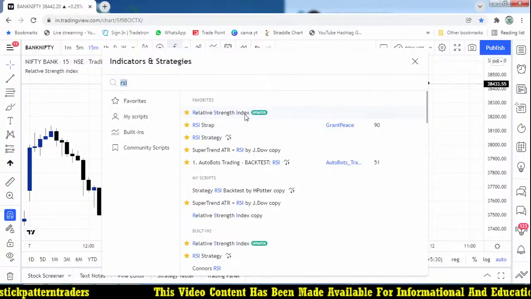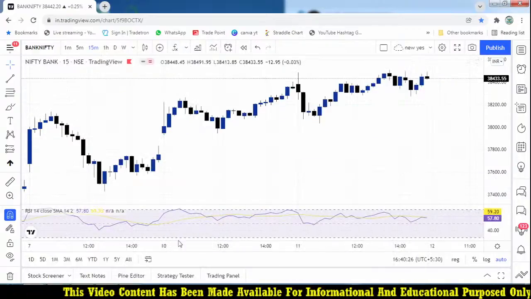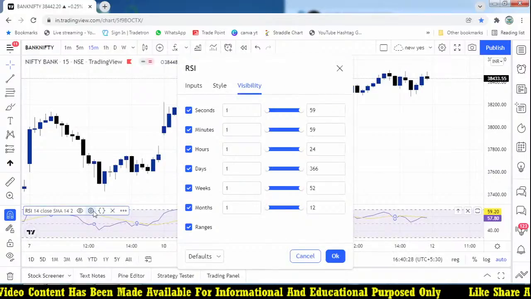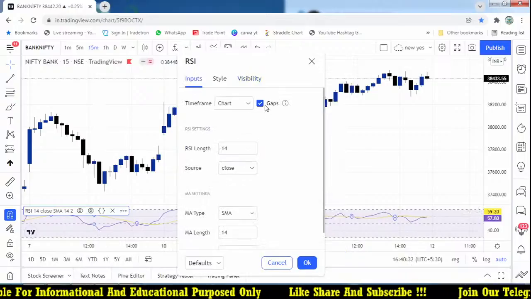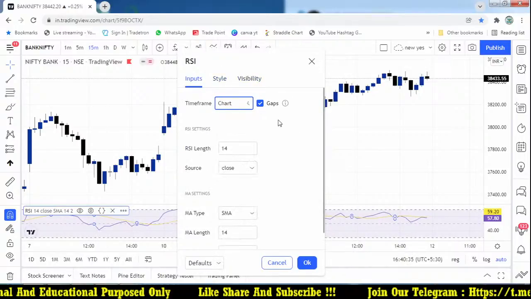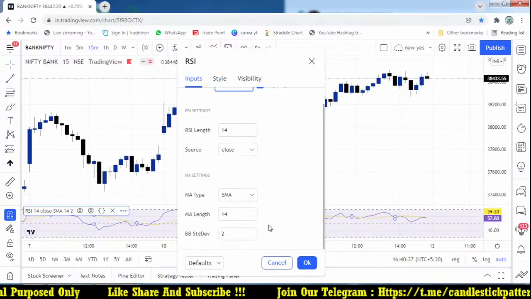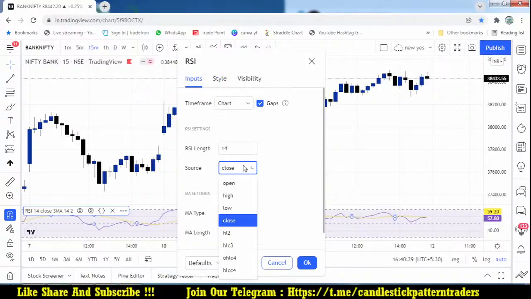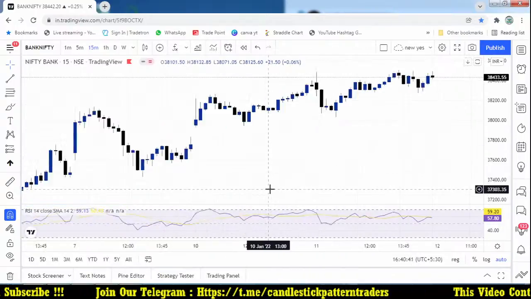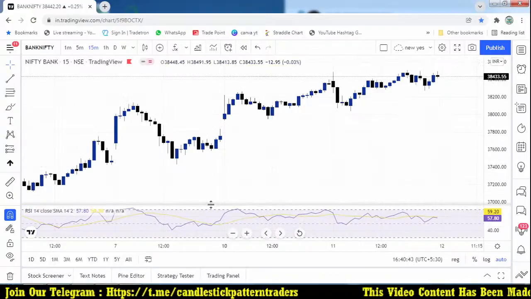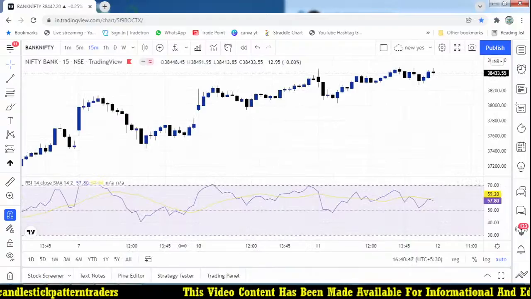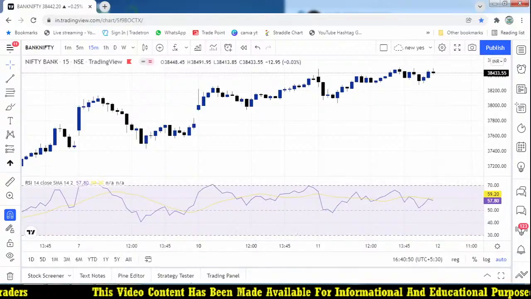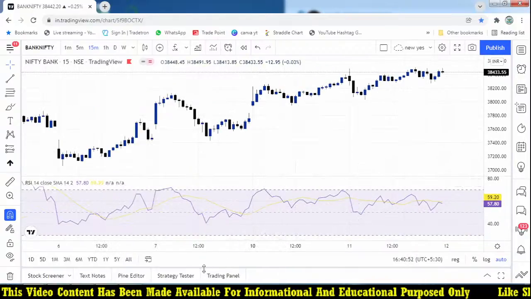So this is the RSI scanner on TradingView. I don't want the SMA, so I'm going to remove that RSI with the moving average. I'm going to focus only on the RSI. So how many of you know about RSI?